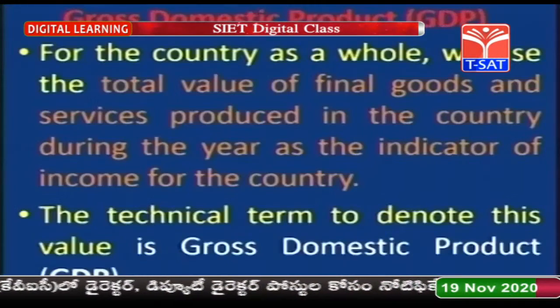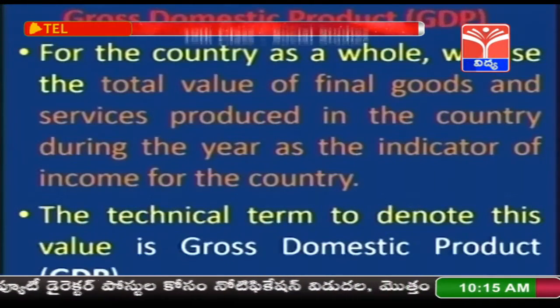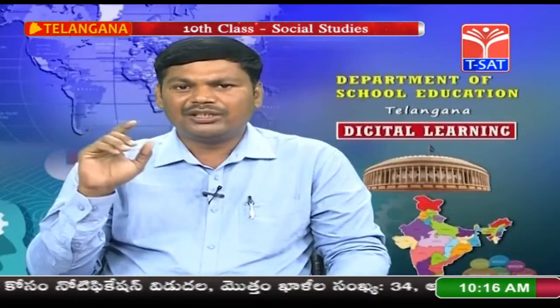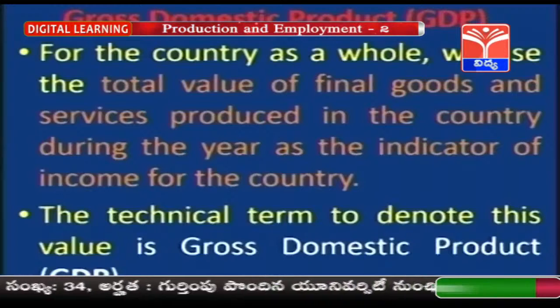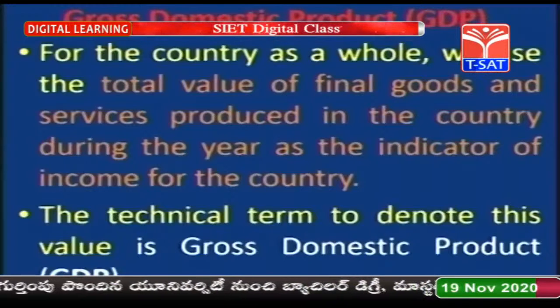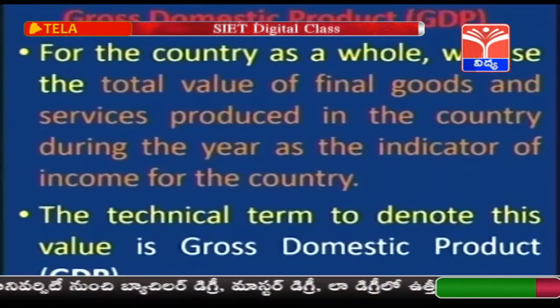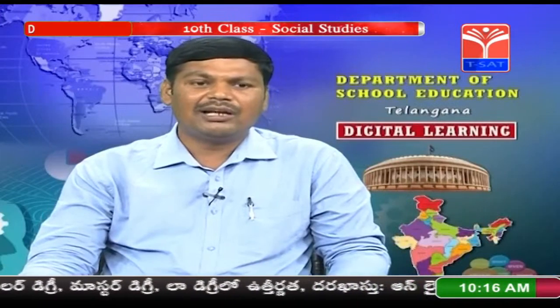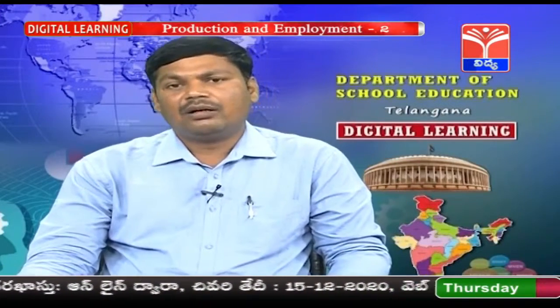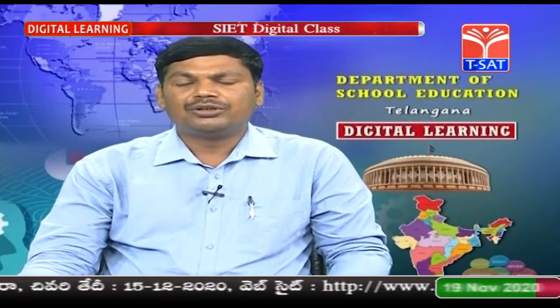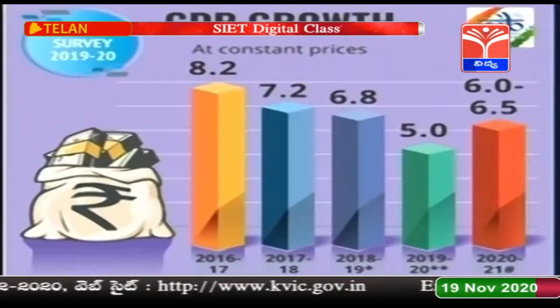For the country as a whole, we use the total value of final goods and services produced in the country during a year as the indicator of income for the country. The technical term for this is gross domestic product. We can call it the national income, considering it as GDP. GDP growth, we discussed the same in the previous class.